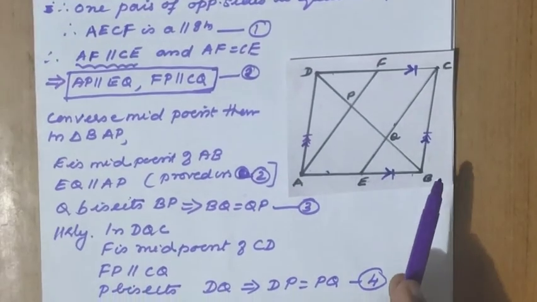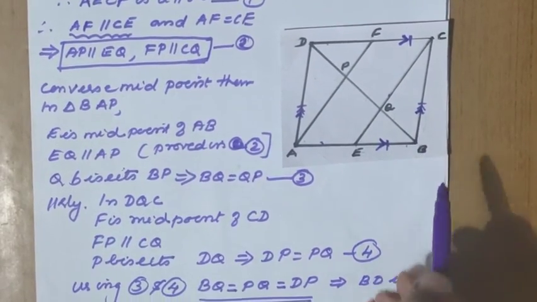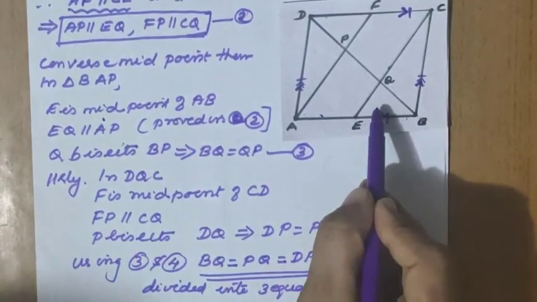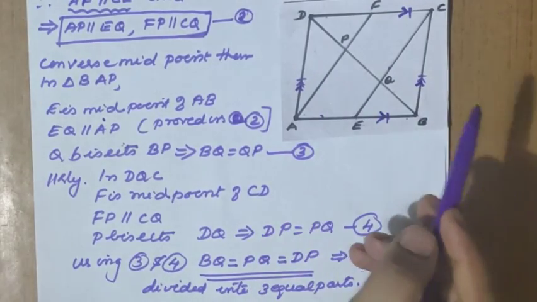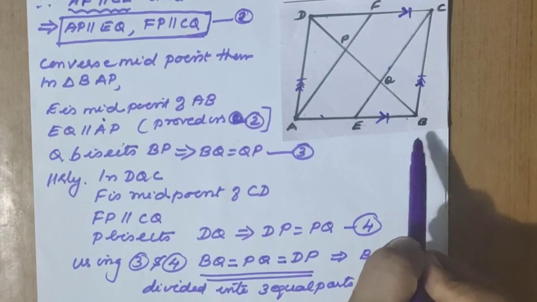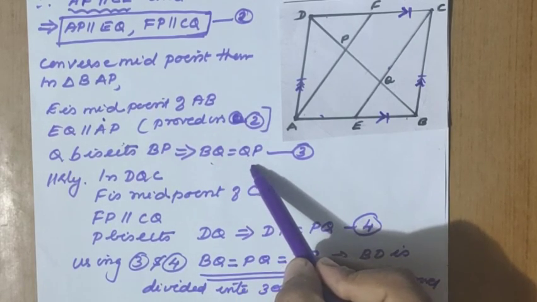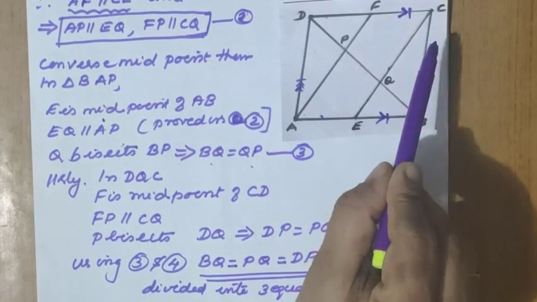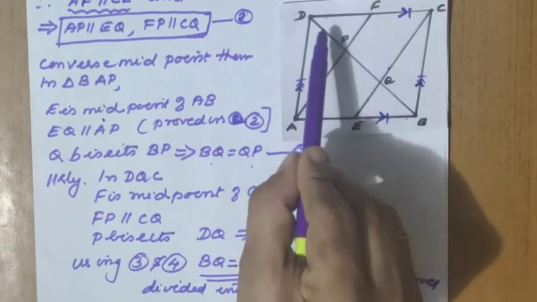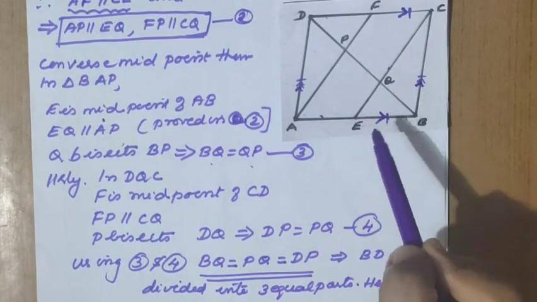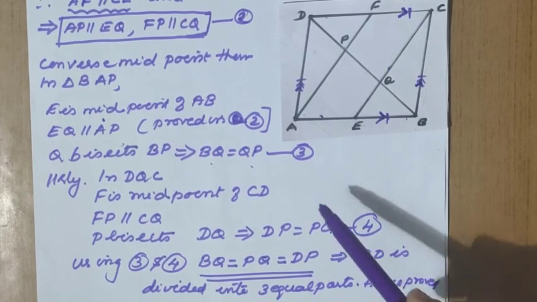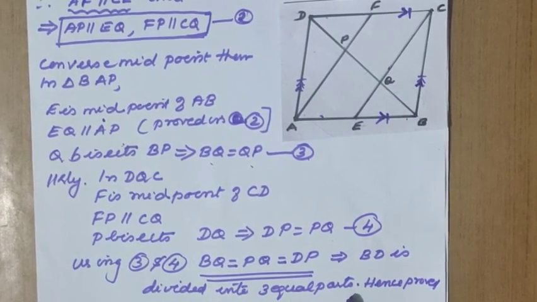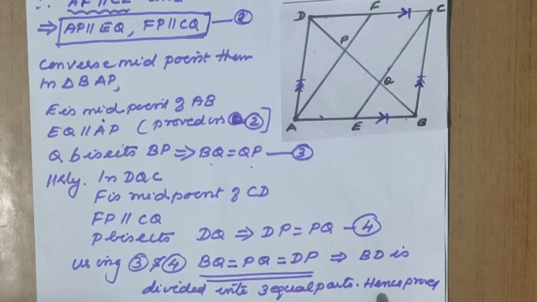Now what is the next step? That is the converse midpoint theorem. The first triangle we are taking is BAP. In this, E is the midpoint of AB and EQ is parallel to AP. Now what is the next step? Q bisects BP, therefore we get BQ equals QP. Next part: F is the midpoint of CD, and FP is parallel to CQ. So P bisects DQ, and we get DP equals PQ. Now from 3 and 4 we can say that all three parts are equal. So what is the conclusion? BD is divided into 3 equal parts. Hence proved.